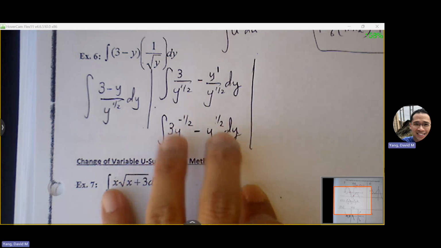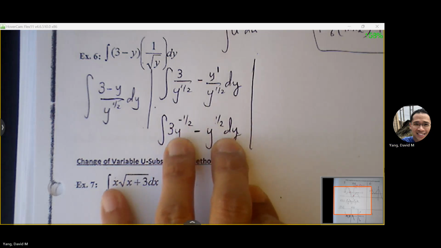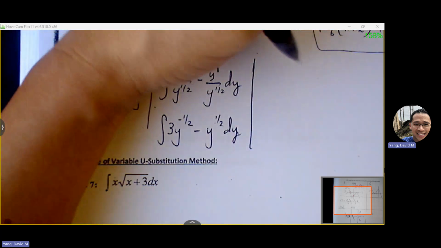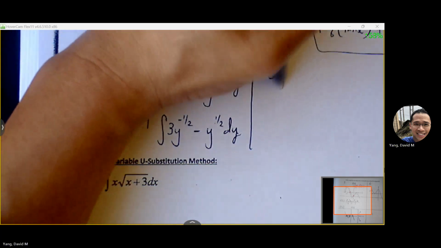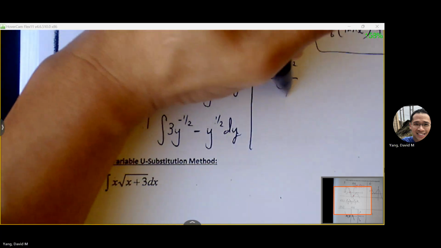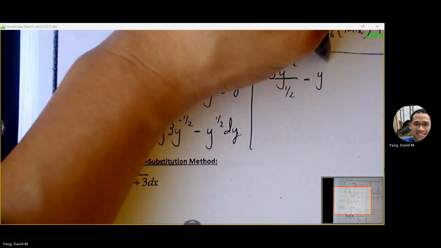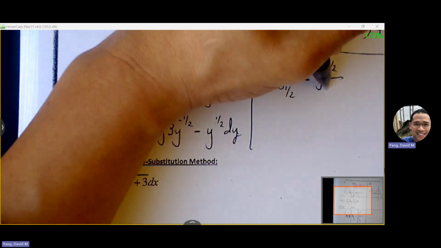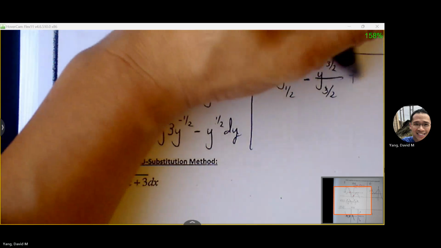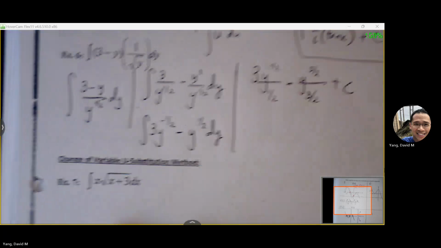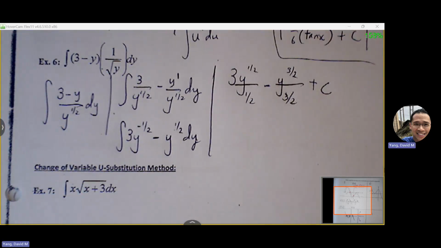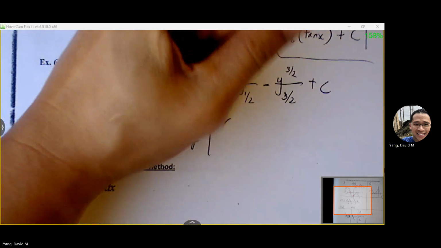I just have y's instead of x's. Okay, go through power rule for both of these terms. Add 1 to the exponent, divided by that new exponent. Flip the fractions up so that we can bring them up as a coefficient. 1/2 flipped is the same thing as 2 over 1. 3/2 flipped is 2/3.